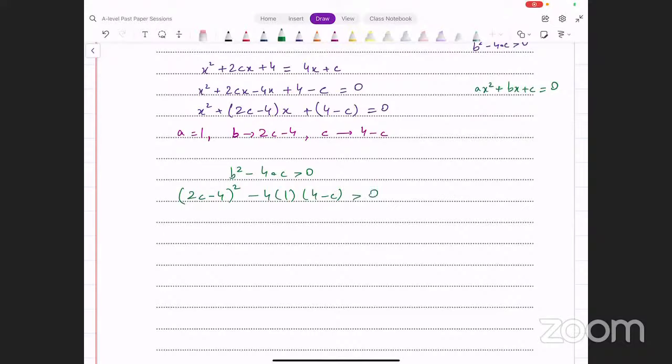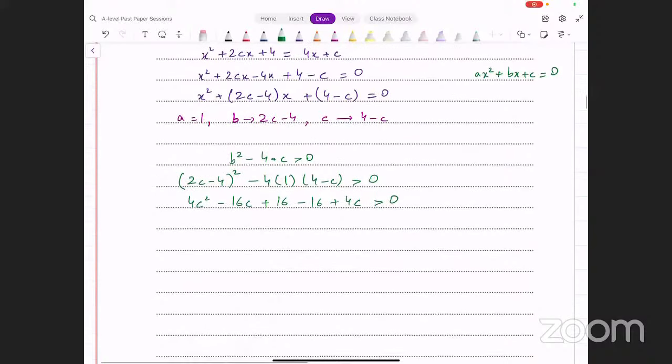Let's expand this. 2c minus 4 ka whole square. What's that? That's 4c squared, 2c ka whole square, minus 2 times 2c and 4. That's going to be 16c, plus square of 4, which is 16. Minus 4 times 4, that's 16. Minus 4 times 4c, minus 4 times minus c, that's going to be plus 4c greater than 0. And now we've got a quadratic inequality that looks like this. 4c squared minus 12c. And then 16 and 16 get cancelled. We are left with 0 as the constant. So this is greater than 0.